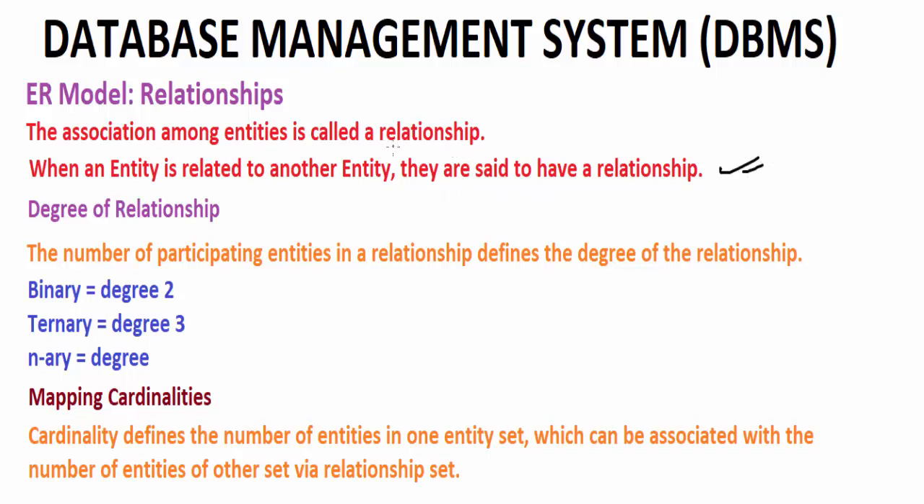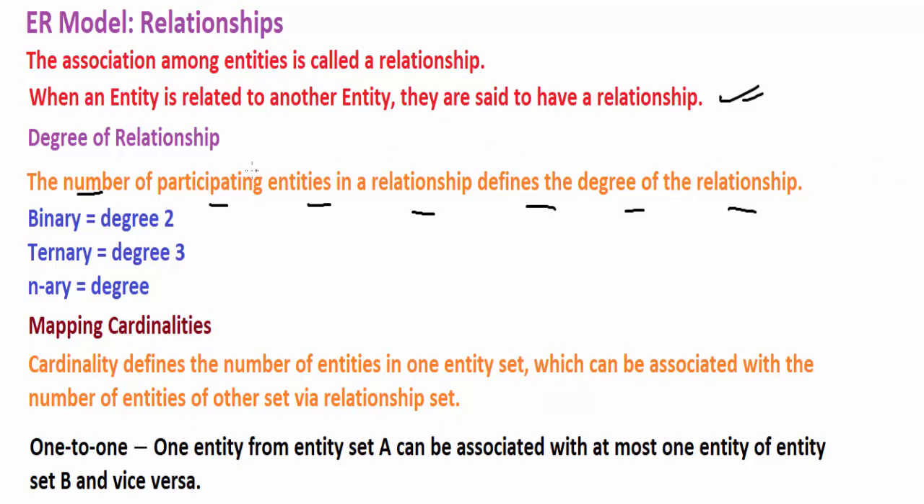The degree of a relationship refers to the number of participating entities in a relationship. That defines the degree of a relationship. Suppose there are two entities in a relationship, that is called binary, and the degree is 2. If there are 3, then the degree is 3, and if there are n number of entities in the relationship, that will be the n degree.